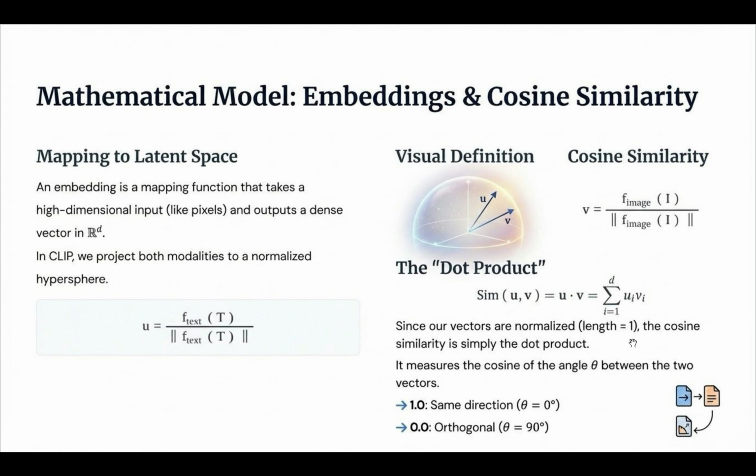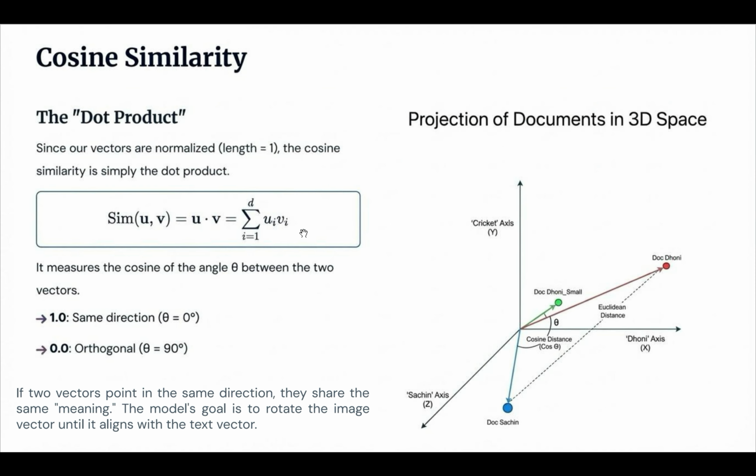Since our vectors are normalized to length 1, the cosine similarity is simply the dot product. It measures the cosine of the angle between the two vectors. If they are in the same direction, their angle is 0. For opposite directions, they are orthogonal, so their angle will be 90 degrees. Here we can see the explanation. If two vectors point in the same direction, they share the same meaning. The model's goal is to rotate the image vector until it aligns with the text vector.